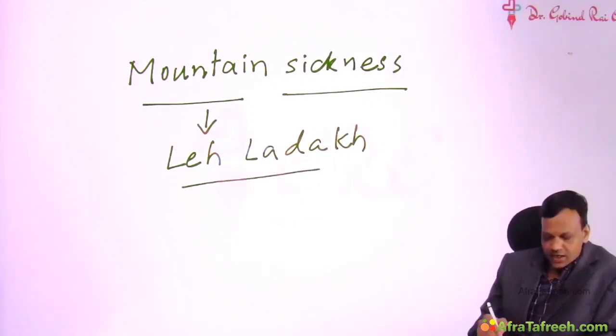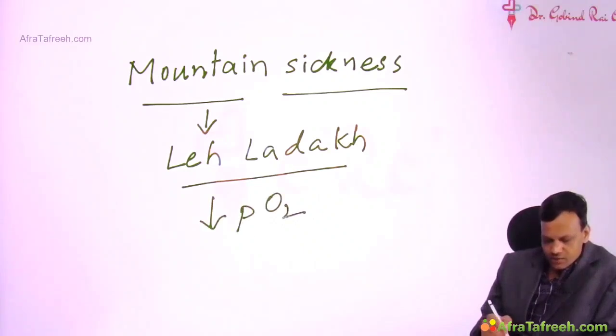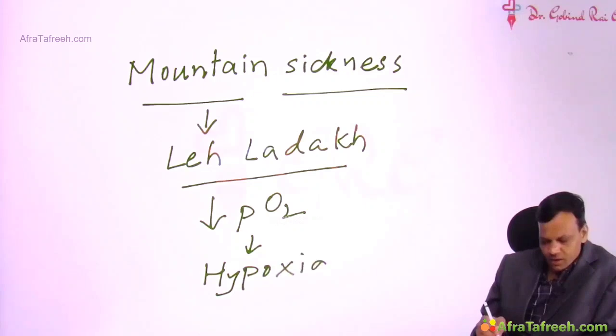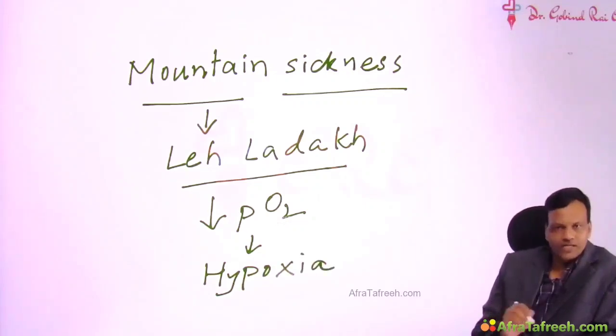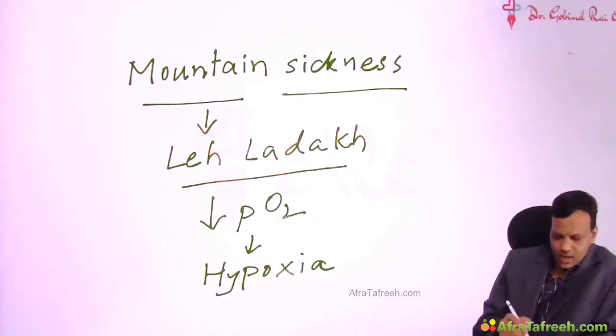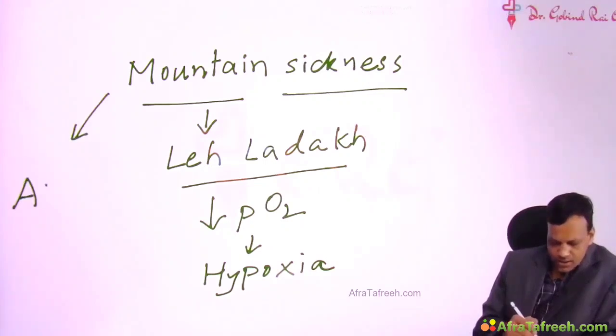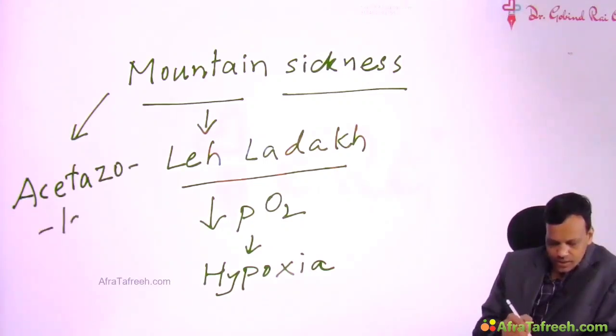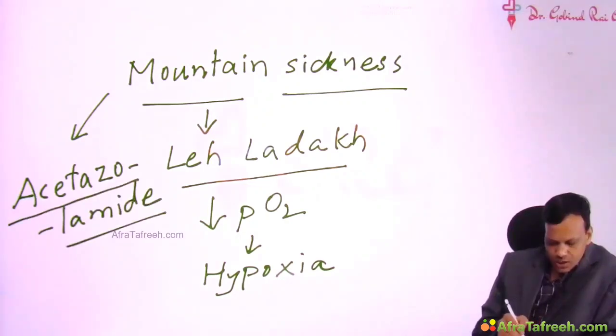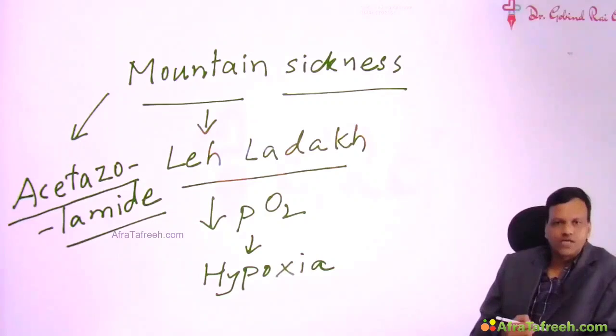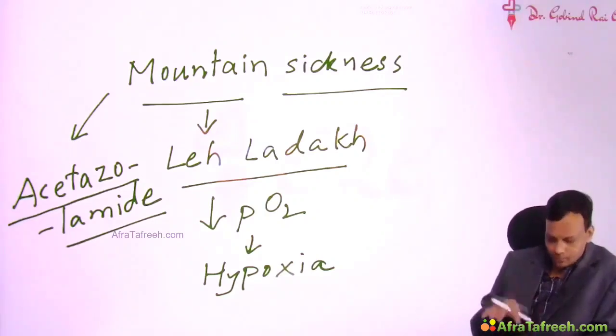At such high altitudes, there is a decrease in the partial pressure of oxygen. So the person develops symptoms due to hypoxia. There is a respiratory problem in mountain sickness, whereas vomiting is the main symptom in motion sickness. And the drug of choice for mountain sickness is acetazolamide. Remember, in motion sickness we are using hyoscine, but in mountain sickness we are using acetazolamide.